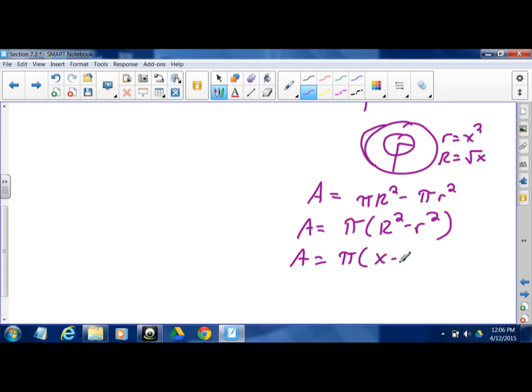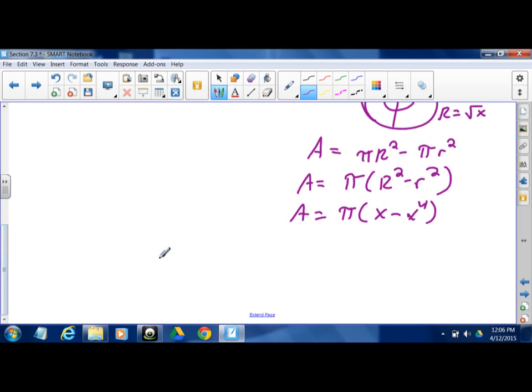Root x squared is x. X squared is x to the 4th. This right here represents the area. That's the hard part of the problem. The easy part is finding the volume. Volume's the integral. Now, like I said in the beginning, it's nice. You can't really mix up the bounds because it's 0 to 1 in both the x and the y direction. So you slap on pi, x minus x to the 4th dx.